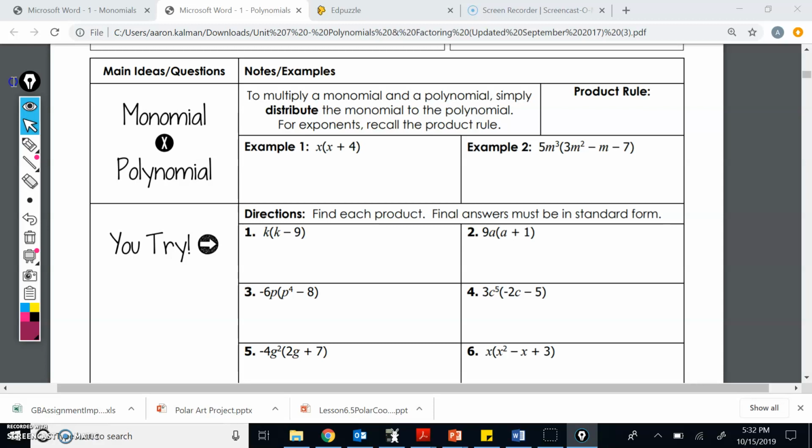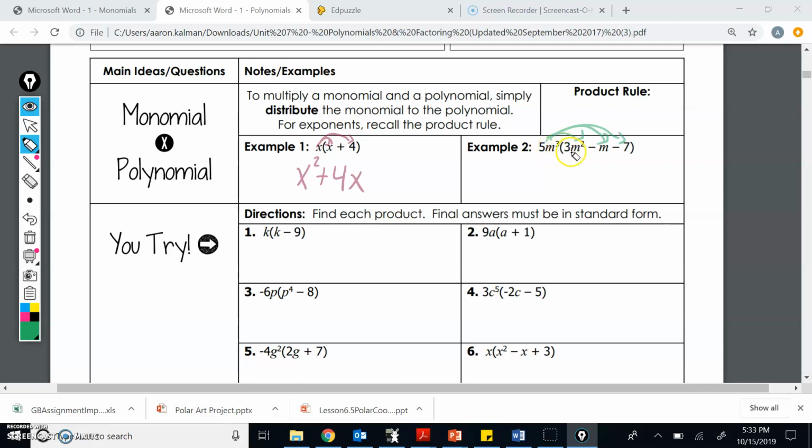So when we distribute a monomial times a polynomial, a real easy example, we have to distribute the x to the x and the x to the 4. X times x is x squared, then x times 4 is a positive 4x. The other example, we have triple distribution here, here, and here. Just be careful with your plus and negative signs.